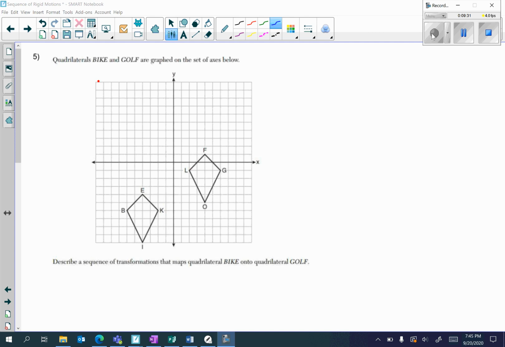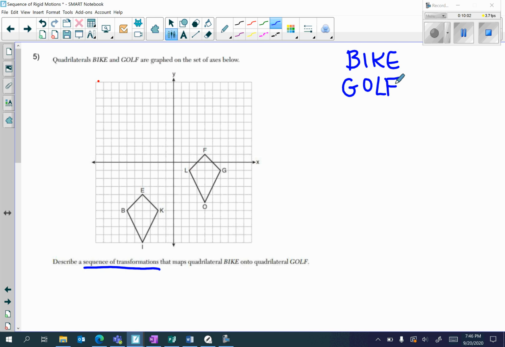Let's take a look at number 5. Quadrilaterals BIKE and GOLF are graphed in the set of axes below. Describe a sequence of transformations that maps quadrilateral BIKE onto quadrilateral GOLF. So again, it says a sequence of transformations, so I know it has to be more than one. So the first thing I want to do is line up the letters BIKE and GOLF, so I know which letters correspond.